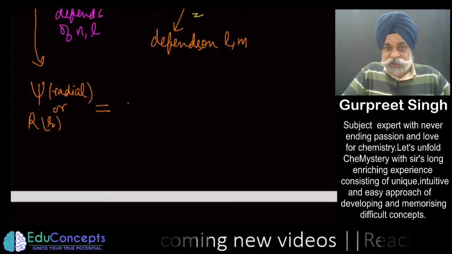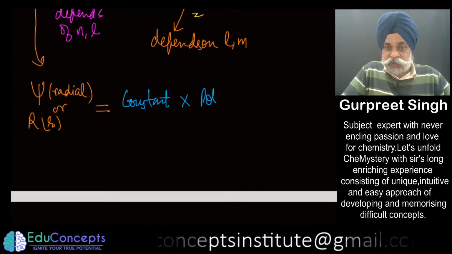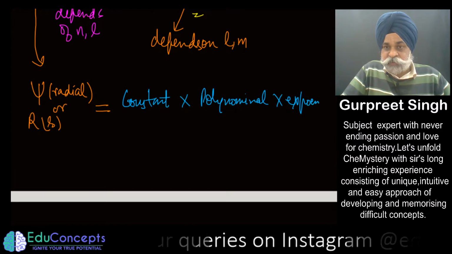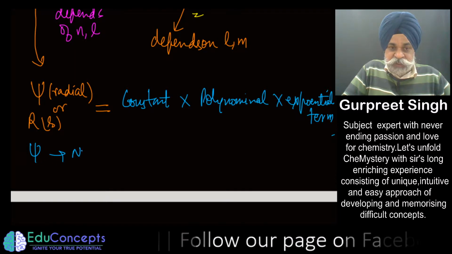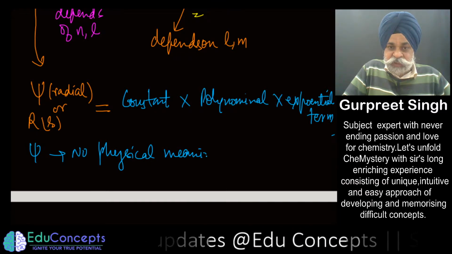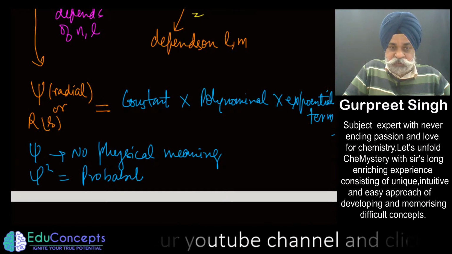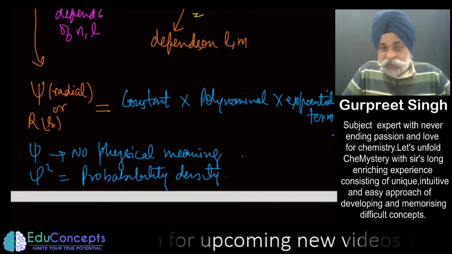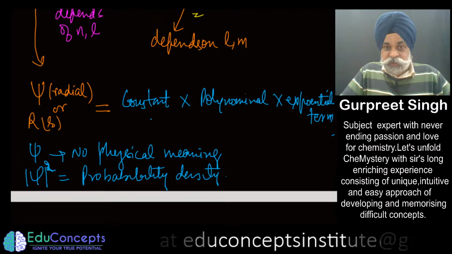This radial wave function consists of three things. One is the constant, another is a term called the polynomial term, and the last part is the exponential term. And psi in itself has no physical meaning. It's a mathematical entity, but psi square tells the probability density, or probability of finding the electron at a given space. So psi square has a physical meaning, but psi as such has no physical meaning.